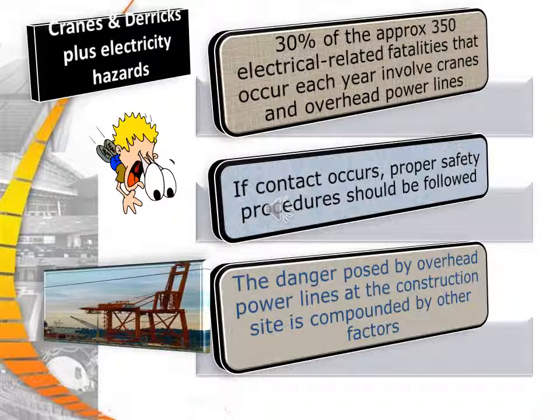30% of approximately 350 electrical-related fatalities that occur each year involve cranes and overhead power lines. If contact does occur, proper safety procedures should be followed. The danger posed by overhead power lines at a construction site is compounded by other factors.